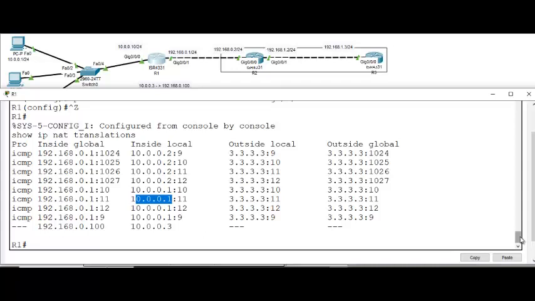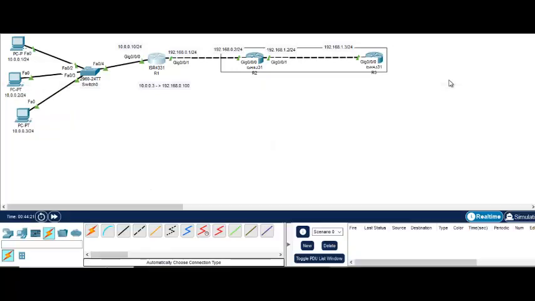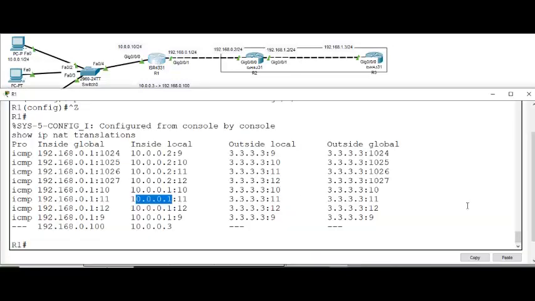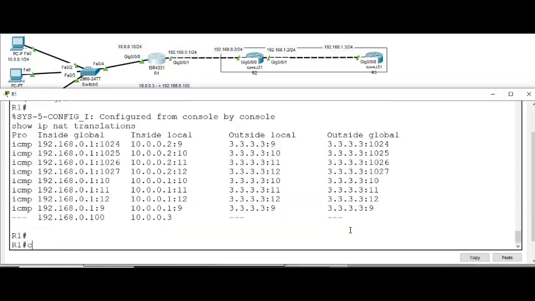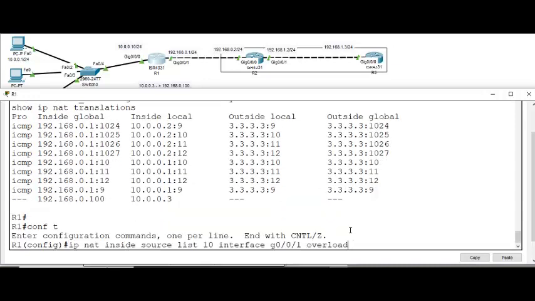Now I'm going to show this with the pool command. Are you ready? I'm removing this NAT, okay? I removed this NAT overload and dynamic NAT. Now if I ping, the ping will not happen. See, the ping will not happen because I removed the NAT statement. Now, assuming that our ISP has given 5 addresses. How many? 5.